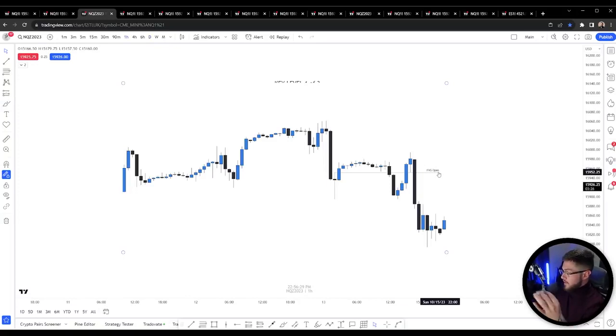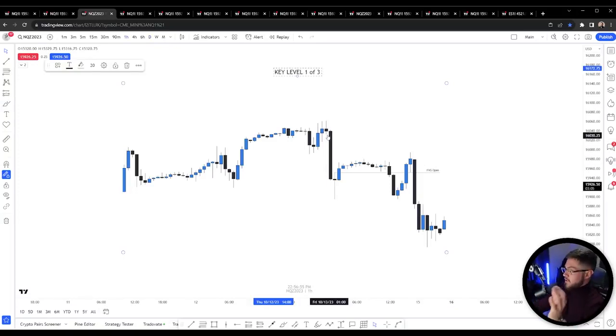fair value gap open. So if we are looking at a fair value gap, the open is going to be at the bottom of a bearish fair value gap, or it's going to be at the top of a bullish fair value gap. It's just going to be wherever the beginning of the fair value gap is, the first area that price will trade into when it hits it.